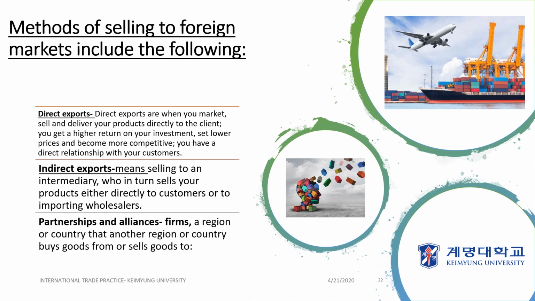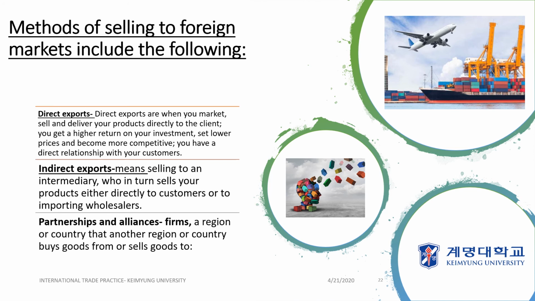Okay, again, what could be the methods of selling to foreign markets? What could be the strategy on how we could sell our product in the international market? You can do direct export, indirect export, and partnership and alliance firm. When you do direct export, you market your product, or sell and deliver your product, directly to the client. They're going to order here in Korea, and then you're going to ship that to them. And you could set lower prices and become more competitive because you don't have to pay for a warehouse, renting, transportation, and other stuff in another country, because your main office is here in Korea.